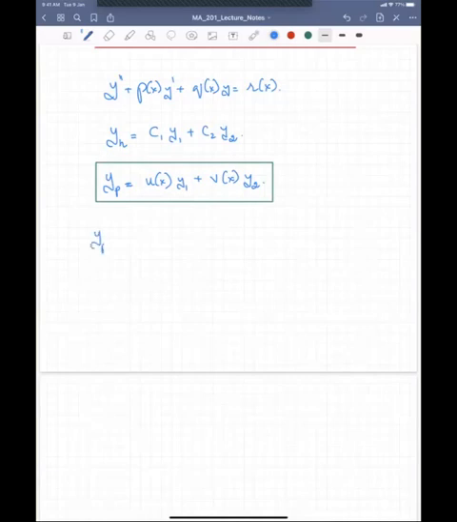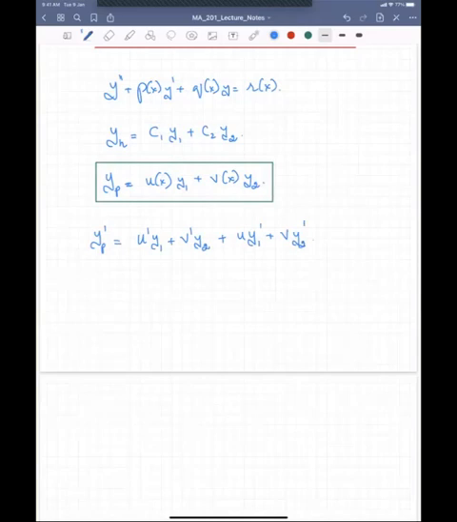So what is yp prime? Since u and v are functions of x, I will have u prime y1 plus v prime y2 plus u y1 prime plus v y2 prime. Okay, so I'm suppressing the function of x because it's just cumbersome to write down every time. So this is slightly long but fairly tractable.